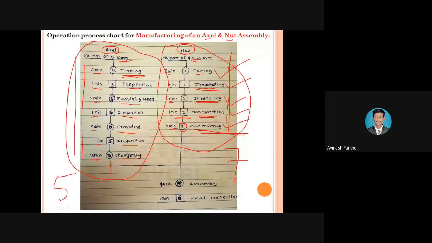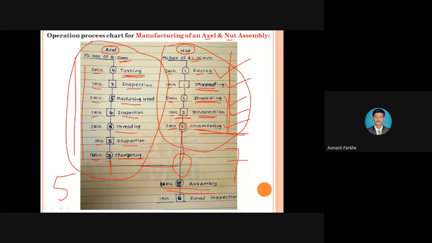And once the nut is ready and the axle is ready, at the end we are doing the assembly. At the bottom side you can see here, at the end, this chart of the nut and the chart of the axle are combined here, and after that we are doing the assembly. Assembly is also one type of operation.